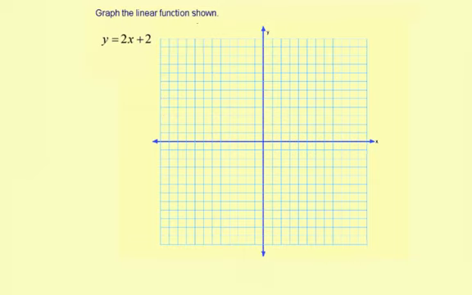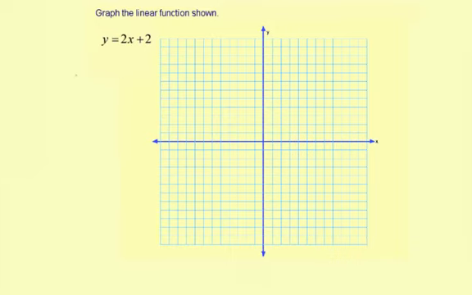Graph the linear function shown. So we have a function with an equation representation here, y equals 2x plus 2. And we want to create a graph representation. So before we do that, we need to create a table representation so we know which points to plot.